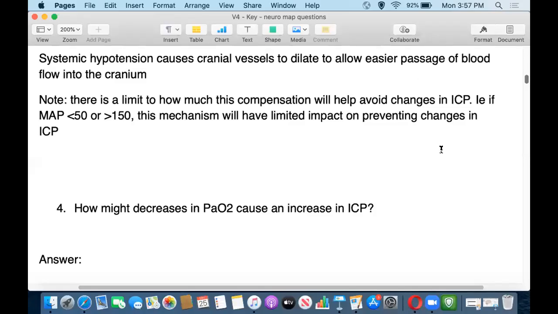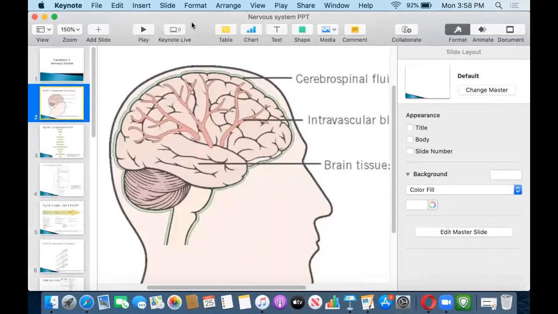how might decreases in oxygen in the blood, PaO2, cause an increase in ICP? There's two ways. Let's talk about one of them first. If we decrease oxygen for whatever reason, by whatever mechanism, to any tissue, and in this case, the brain, what can happen is cellular death, ischemia.